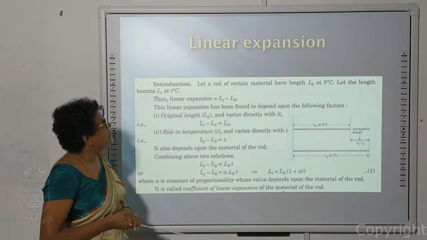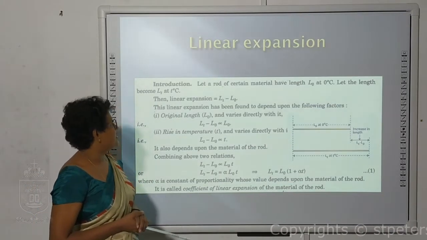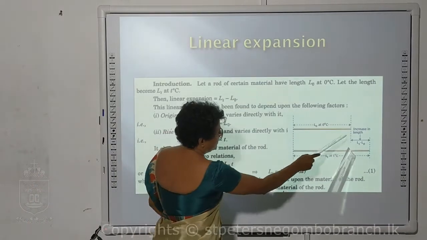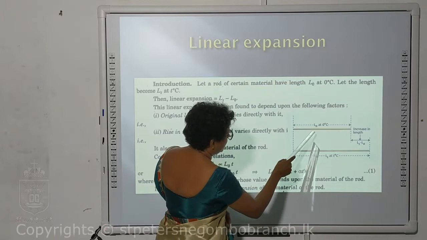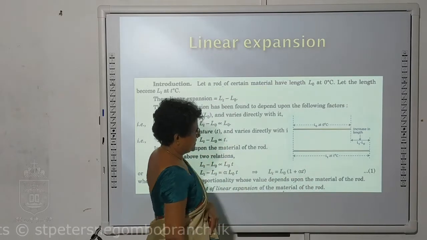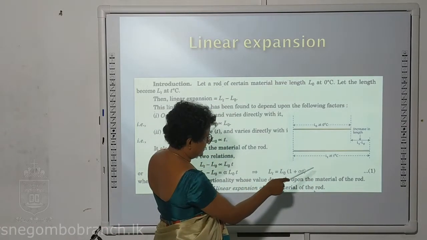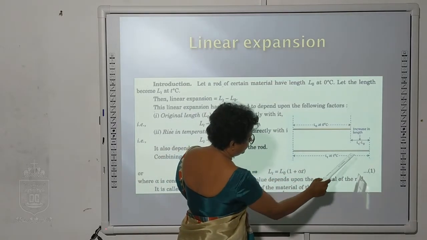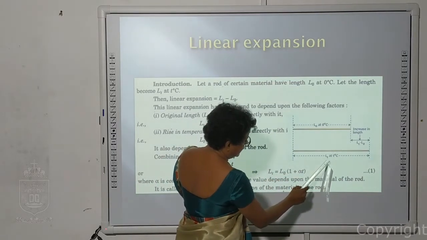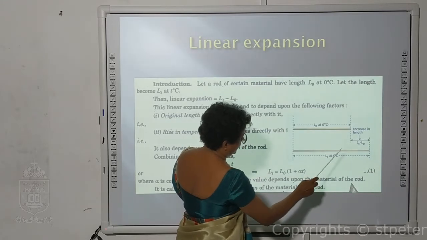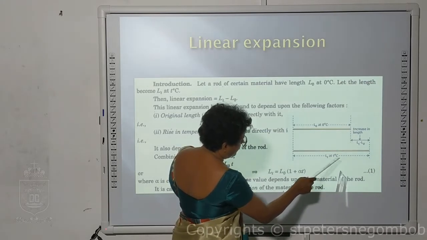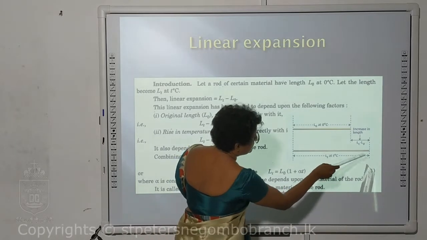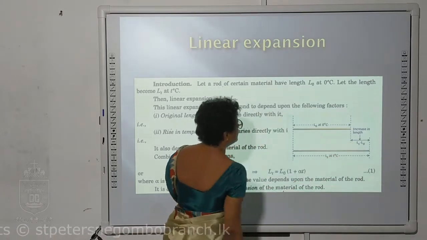Now we will go into detail with linear expansion. Consider the length of the rod is L0 at 0 degrees Celsius. When you heat it to T degrees Celsius, it will expand up to here. So now the length is LT at T degrees Celsius. Now the expansion is LT minus L0. This part is the expansion.